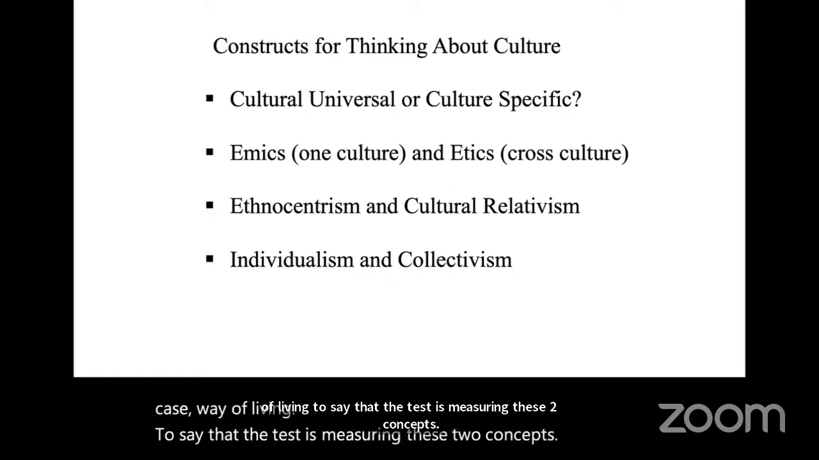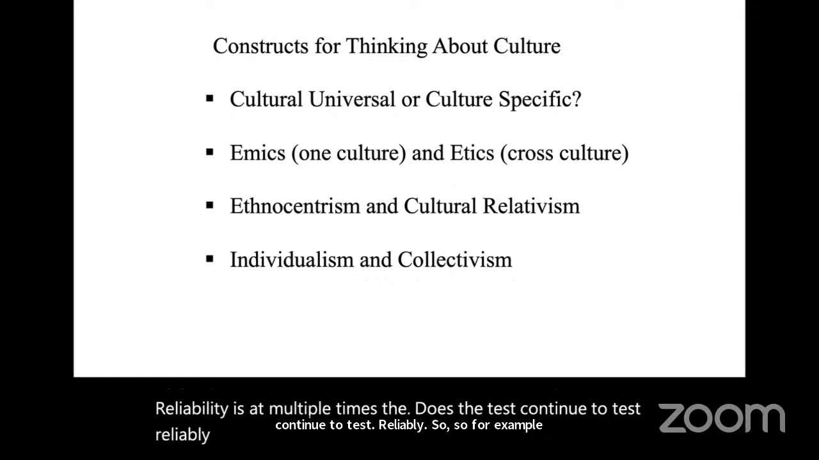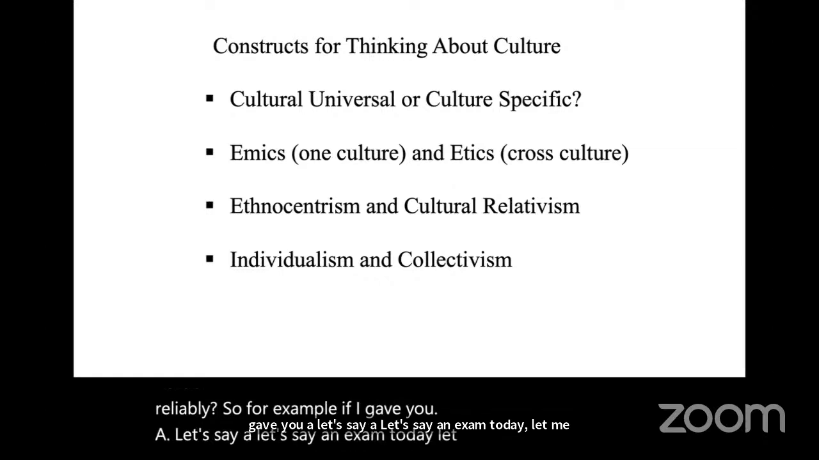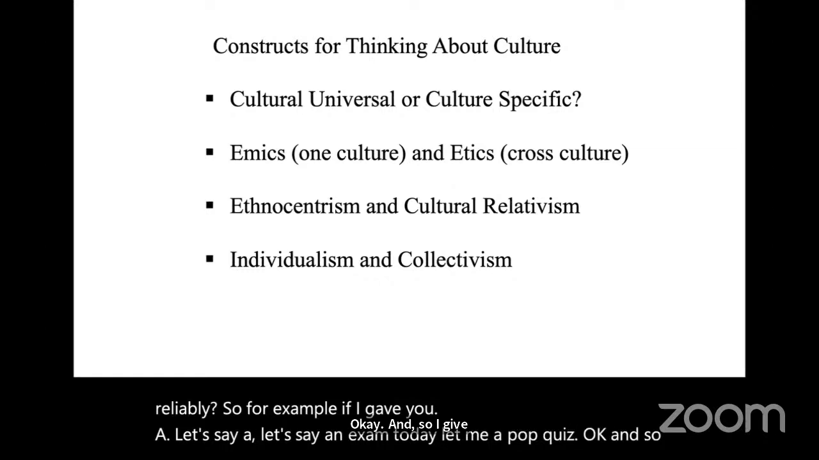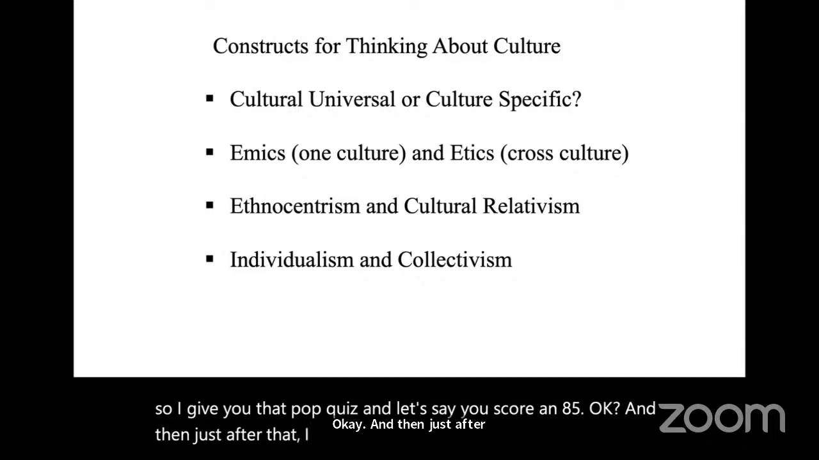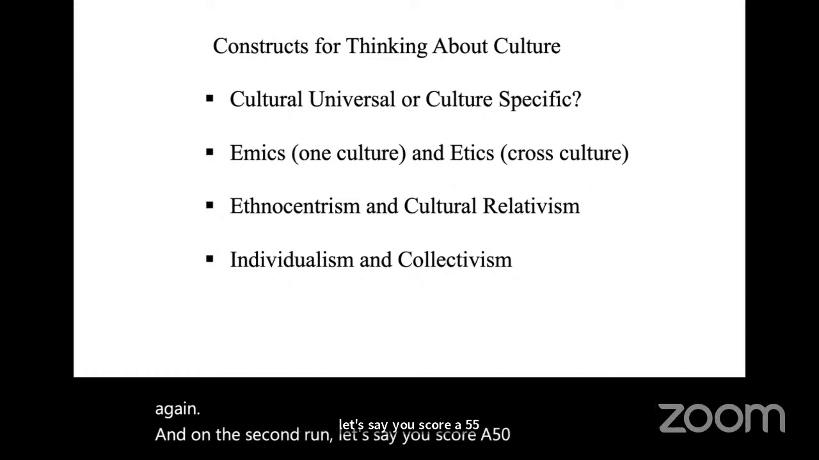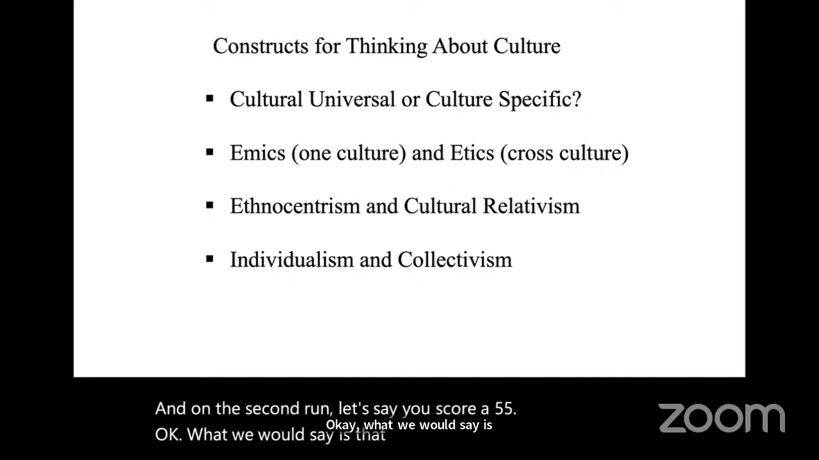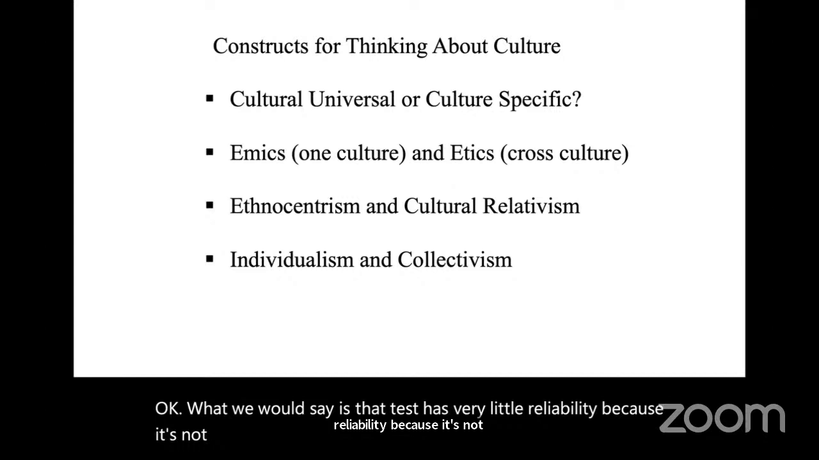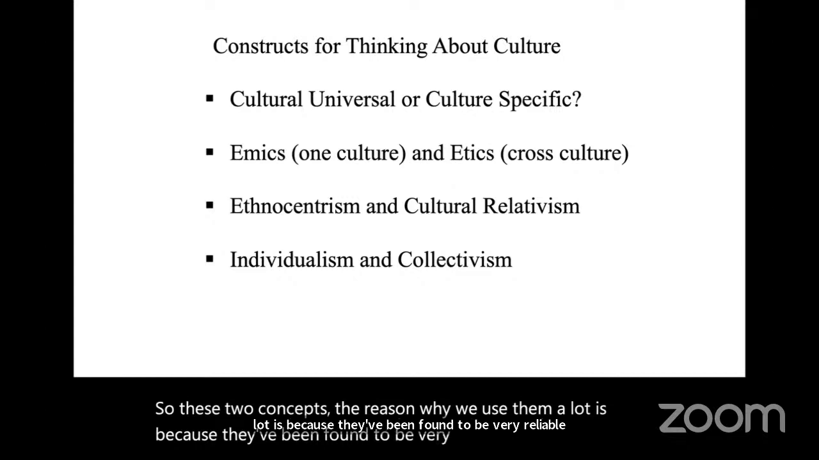Reliability is whether, at multiple times, the test continues to test reliably. For example, if I gave you a pop quiz today, and you score an 85, and then an hour or so later I give you that test again, and on the second run you score a 55, we would say that test has very little reliability because it's not measuring knowledge consistently over time. The reason we use these two concepts a lot is because they've been found to be very reliable and very valid in their measurements.